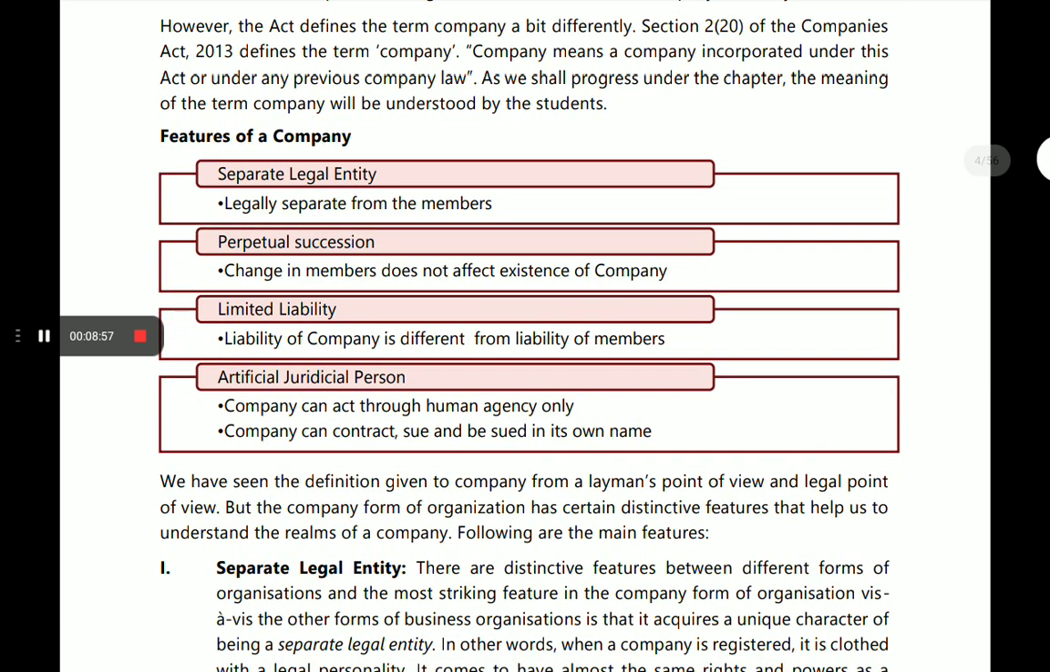Features of a company: separate legal entity, legally separate from the members; perpetual succession, change in members does not affect the existence of the company; limited liability. The liability of the company is different from the liability of members. Artificial judicial person: the company can act through human agency only. A company can contract, sue and be sued in its own name.